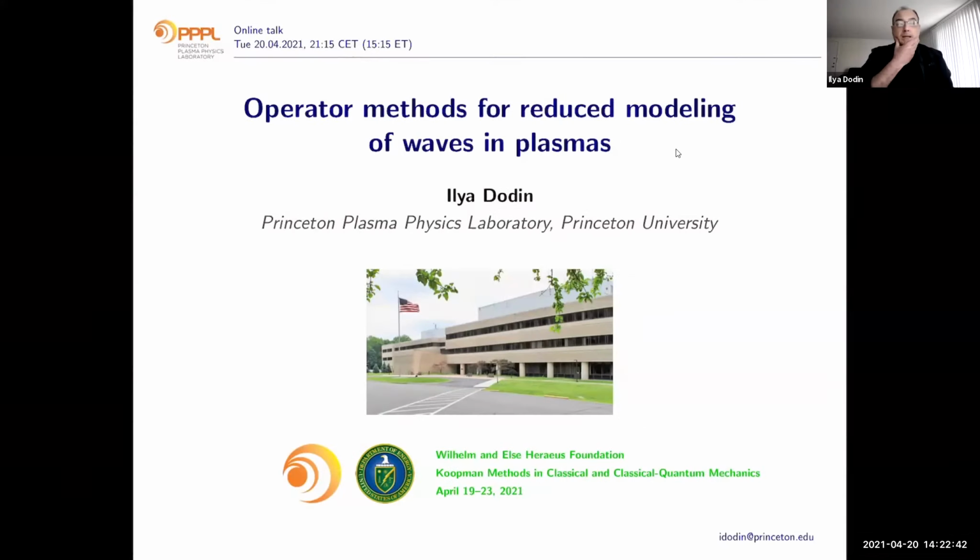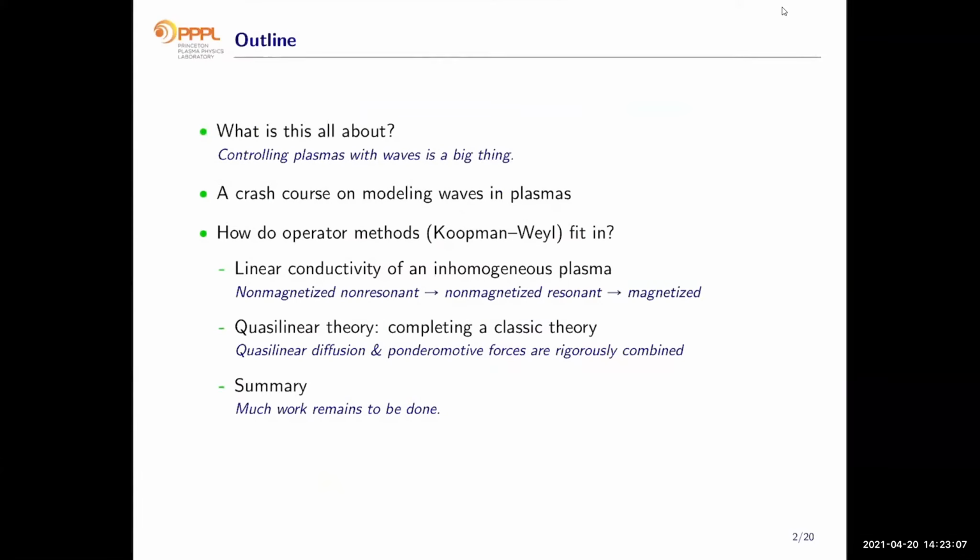Okay, so thank you for the opportunity to give this talk. The talk will be about operator methods for modeling of waves and plasmas. And this is, I have to tell you, actually an applied problem. To explain this problem, I will have to give an extended introduction into what plasma physics is really, what this application is really about. So I will start with an introduction into the theory of plasma waves.